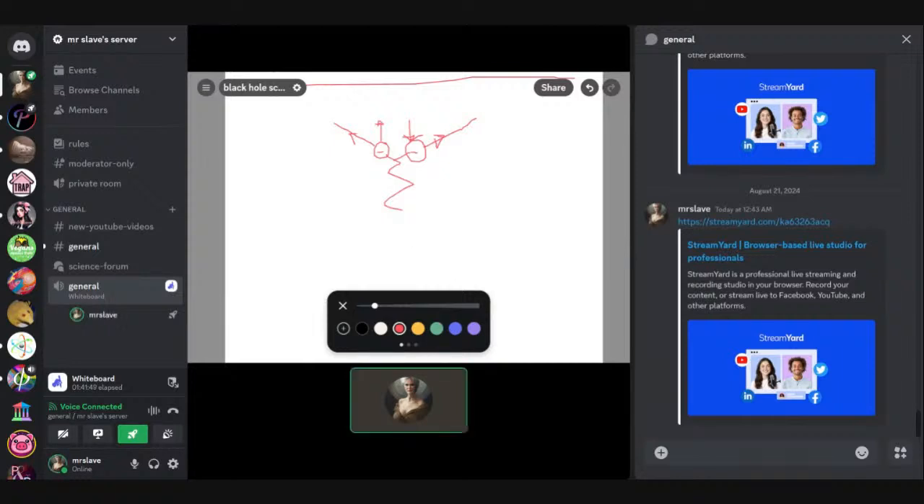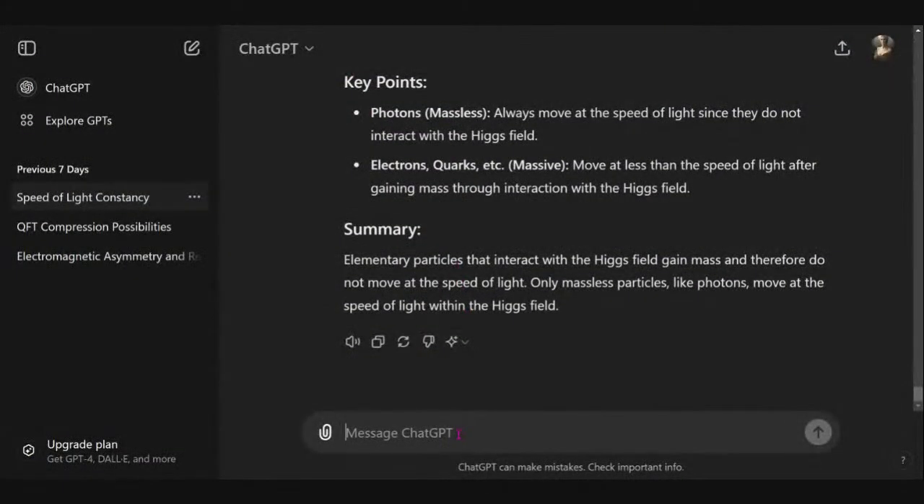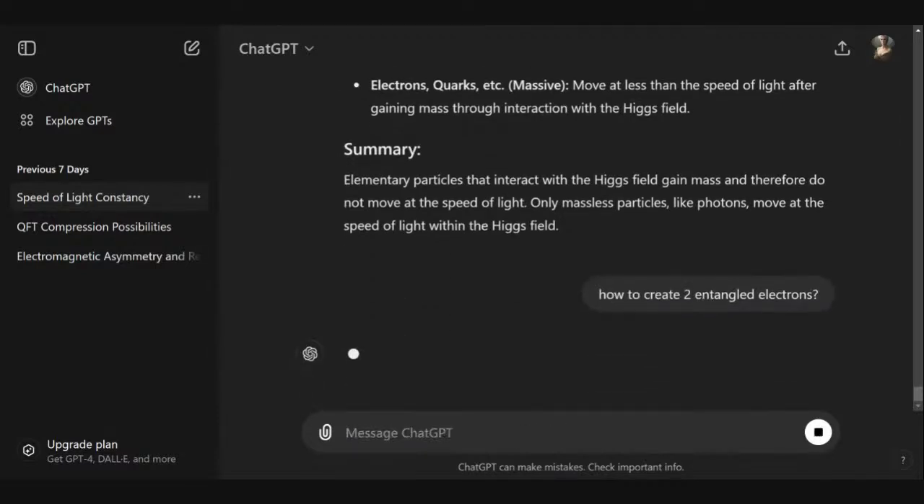You want me to look up what ChatGPT says? Yeah, I'm looking that up, but you can too. How to create two entangled electrons.